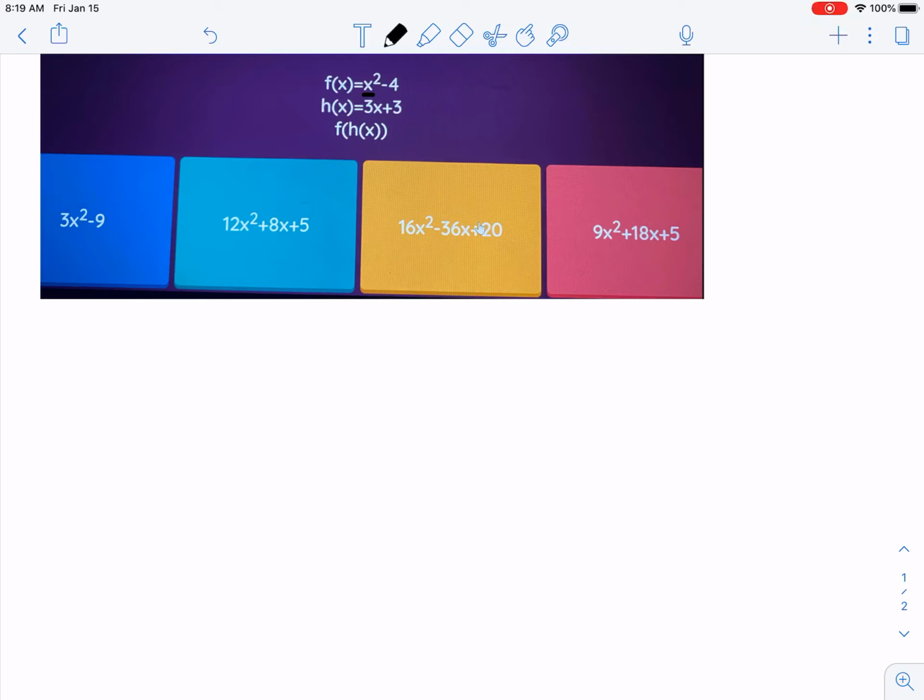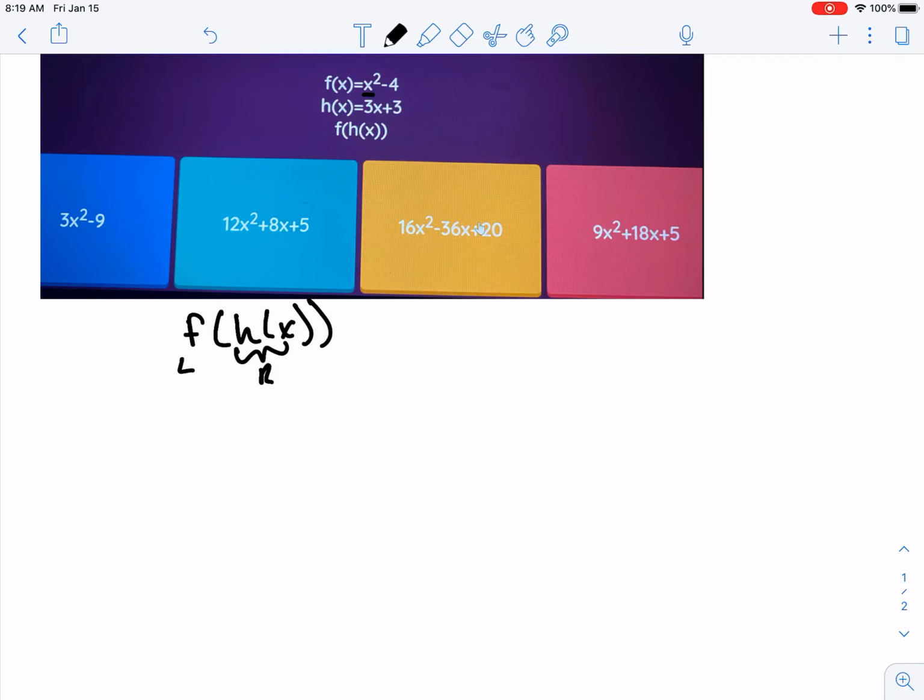All right, guys, so I had received a couple of questions about compositions of functions, this particular example. When you compose a function into another, all you do is substitute the entire function on the right into the function that's on the left. So I have f of x, or f of h of x. This right here is my right function. This will be my left.